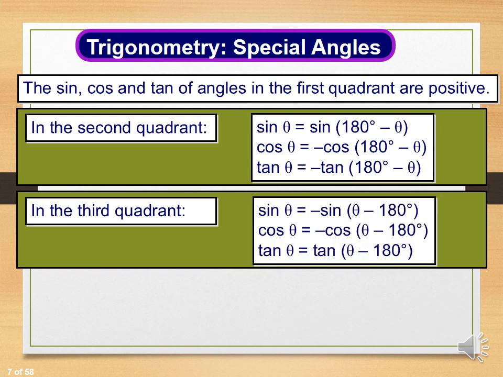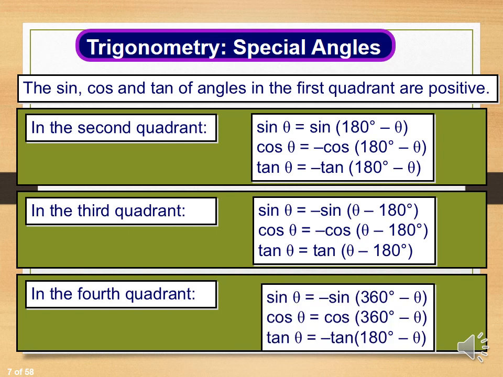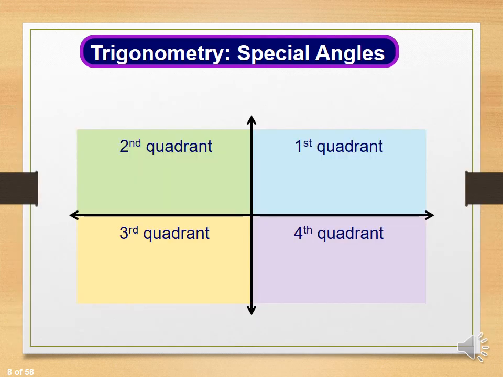In the third quadrant, to obtain the value, we have theta minus 180. Sine and cosine are negative except for tan. While in the fourth quadrant, we obtain our values by doing 360 minus the acute angle. Only cosine is positive in this quadrant. Sine and tangent are negative.